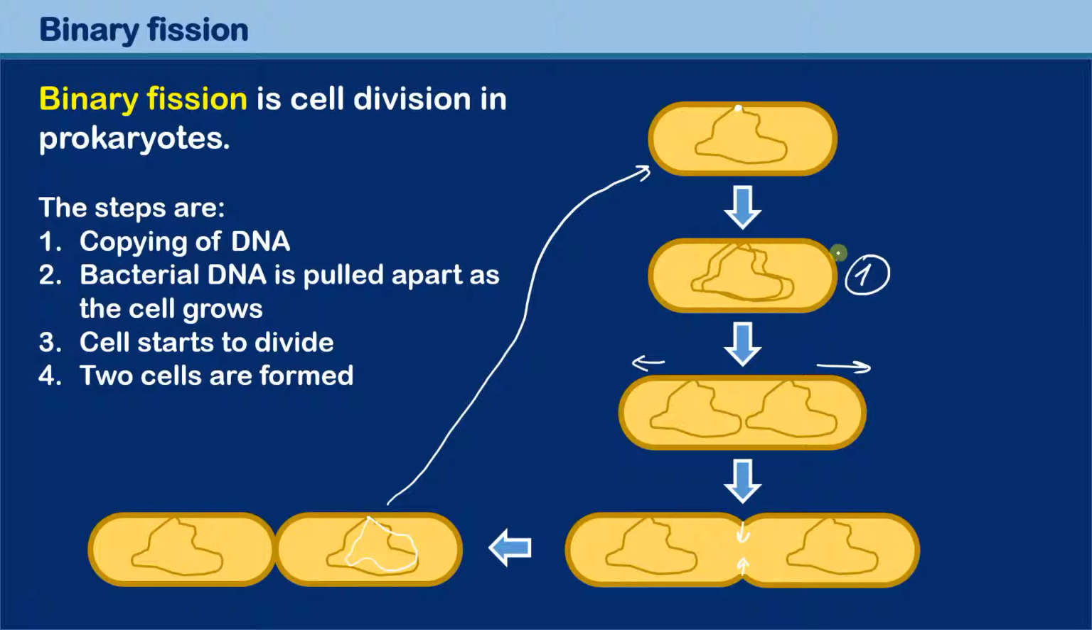Yeah, and I see that essentially that's number 1. Let's be correct about this. Number 2, it's pulled apart. Number 3, the cell starts to divide. And number 4, 2 cells are formed. And they might stay together or they might separate. It depends on the type of prokaryote.